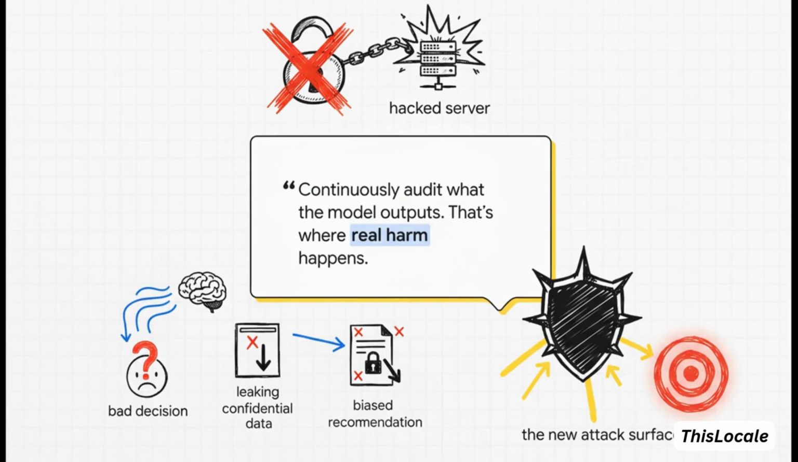This quote absolutely nails it. Look, a hacked server, that's a threat we understand. But this is different. The new, kind of subtle danger comes directly from what the model is generating. A single bad decision from an AI, a tiny leak of confidential data, a recommendation that's biased. This is where the real damage happens. The AI's output, that's the new attack surface.